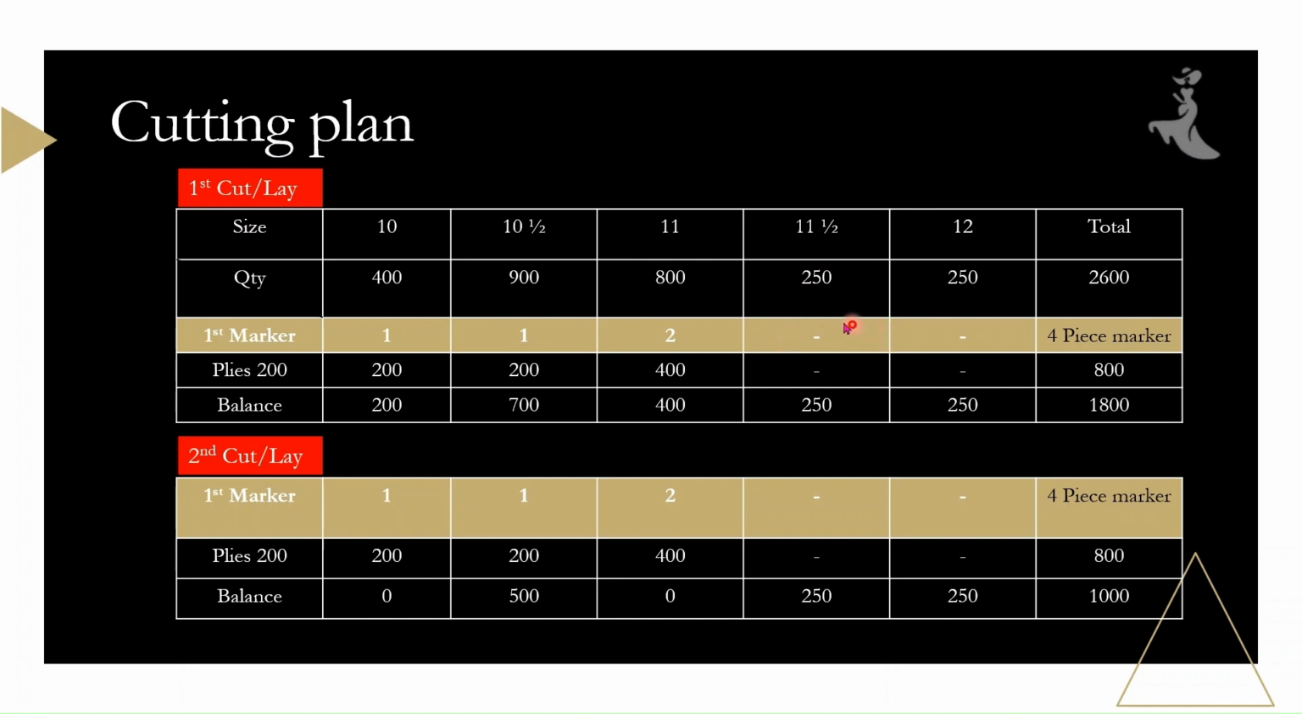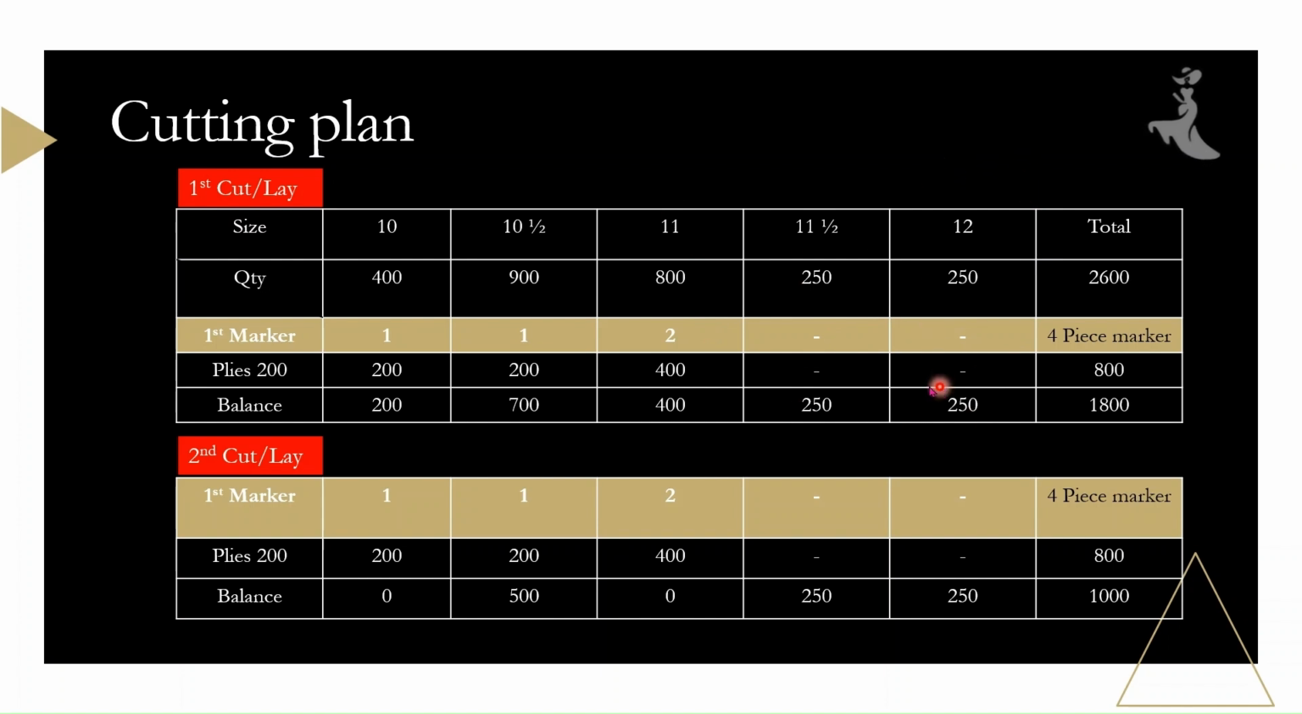Here, size 11 and a half, 250 pieces. No sizes have been drawn in this marker, so you can't cut from this size. So these balances remain the same as the original quantity. So it's 250. Now the new balance is 200 from size 10, 700 from size 10 and a half, 400 from size 11, 250 from size 11 and a half, and 250 from size 12.